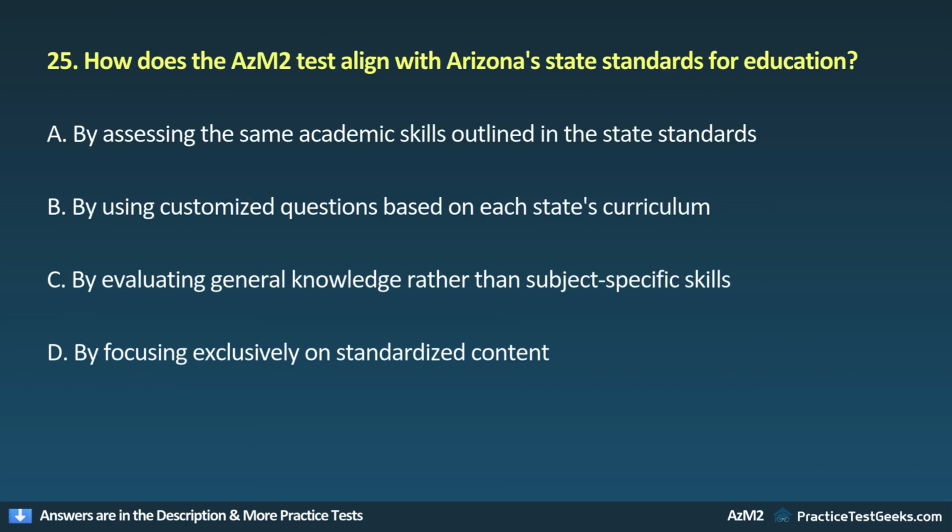25. How does the AzM2 test align with Arizona state standards for education? A. By assessing the same academic skills outlined in the state standards. B. By using customized questions based on each state's curriculum. C. By evaluating general knowledge rather than subject-specific skills. D. By focusing exclusively on standardized content.